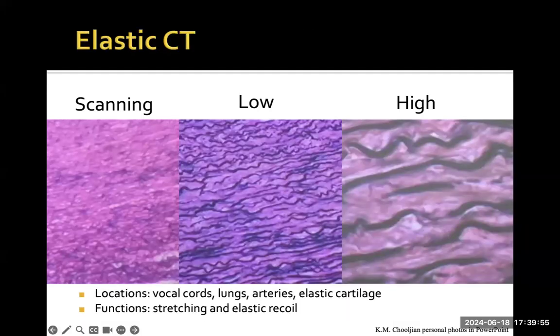Next one is elastic connective tissue. Most people say this one looks like worms, right? You kind of see these dark squiggly worms running through there. Those squiggly worms are actually the elastic fibers, and the reason they're squiggly is because they have the ability to stretch and recoil. For those reasons, it's going to be found in your vocal cords, your lungs, your arteries, and your elastic cartilage. And again, the function is stretching and then recoil.